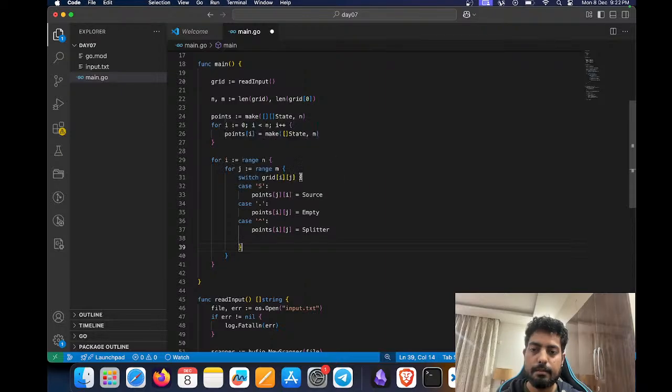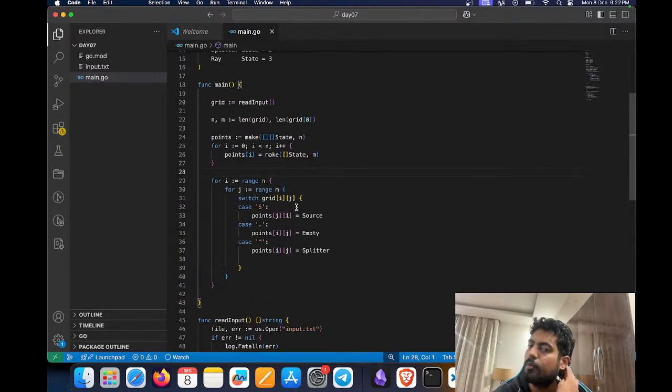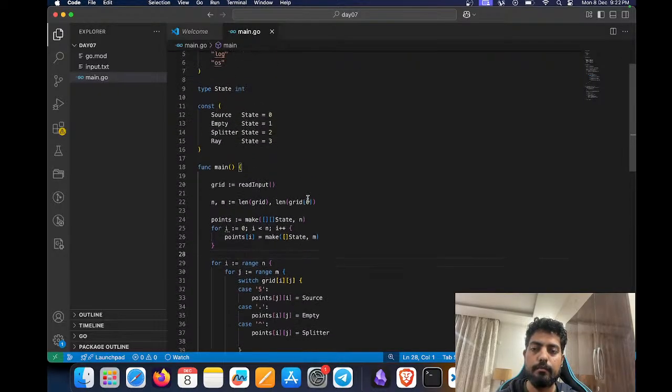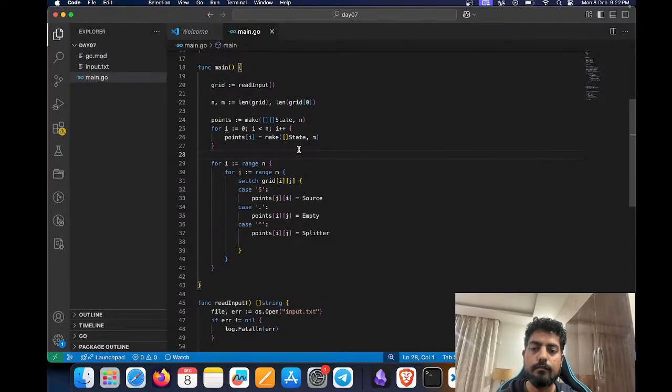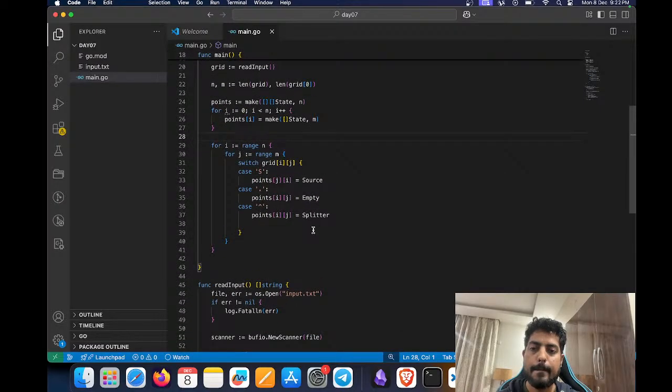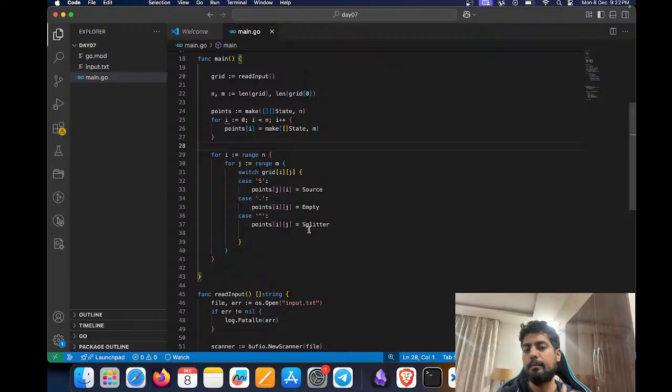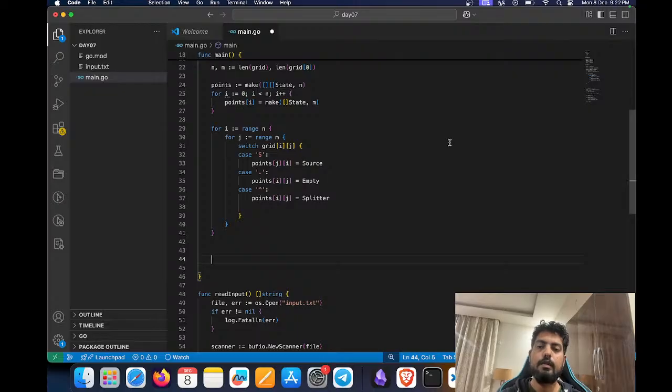Okay, I think this is a better way to write it. So instead of looping from 0 to n, we can have range n, which is cool. Okay. So as of now, we have only this because we don't have any ray on the grid. Now, what are we going to do? Hmm.